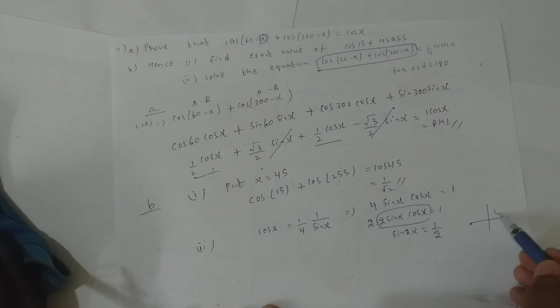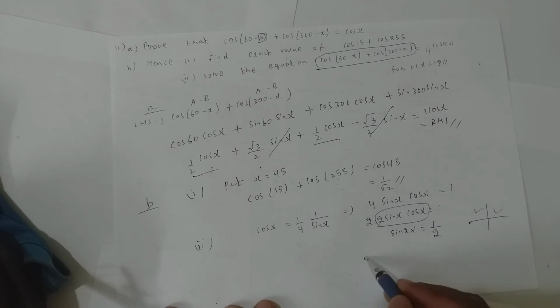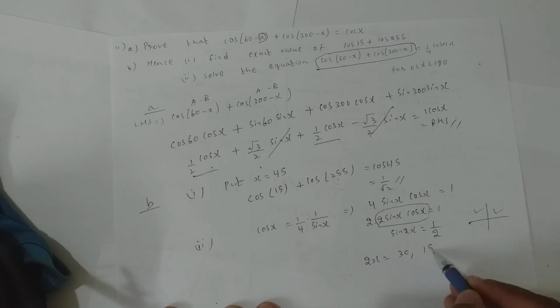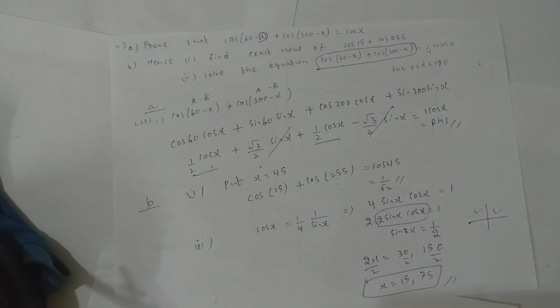So now where is sine positive? First and second quadrants. So my 2x values are directly sine inverse half, which is 30, and 180 minus sine inverse half, which is 150. So to get the x values, divide each by 2. So x equal to 15 or 75. This question also came in the past paper. Am I clear? Thank you.